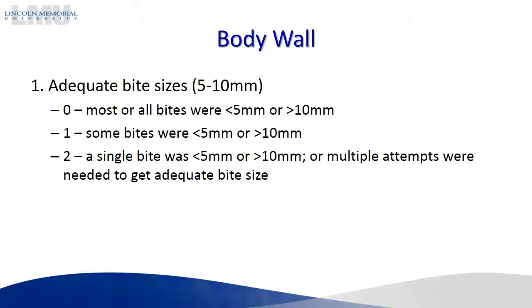A 2 is a score that's good. Maybe this is a student who placed a single bite that was less than 5 millimeters or greater than 10 millimeters. Or maybe this was a student who required multiple attempts to get that adequate bite size, but did end up in that adequate area.